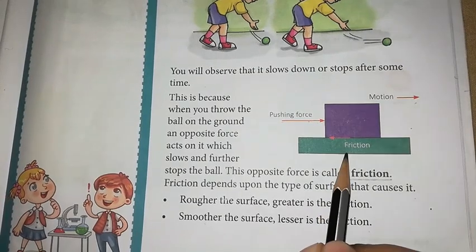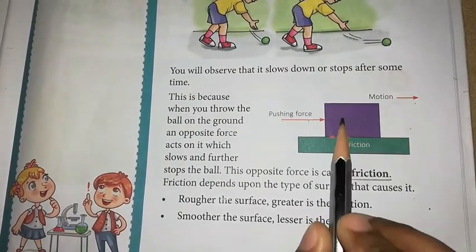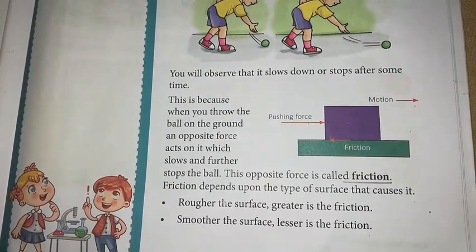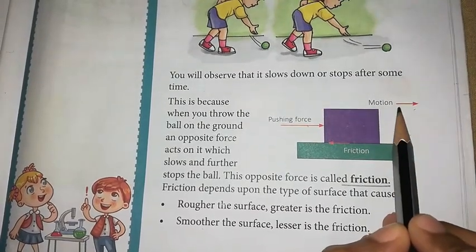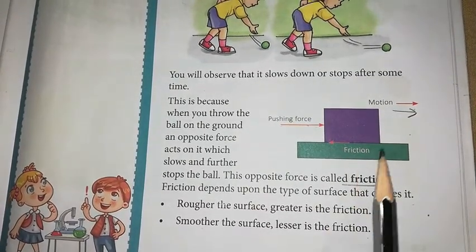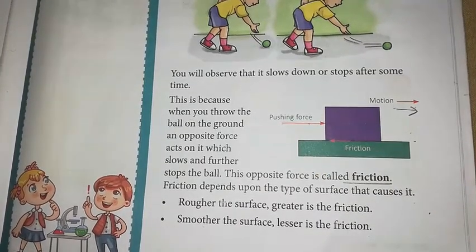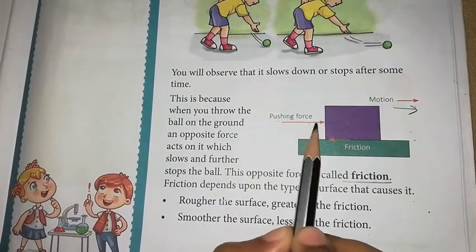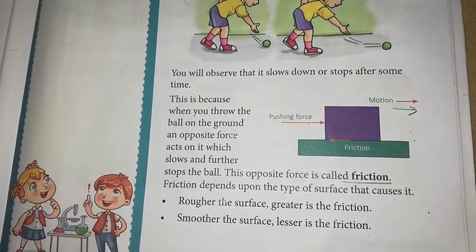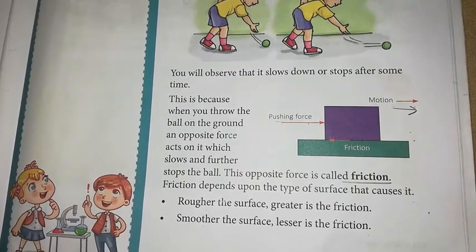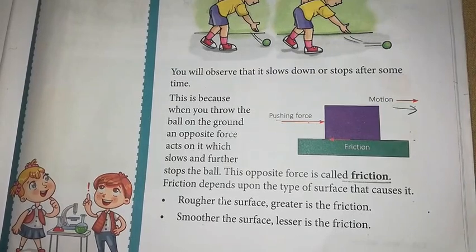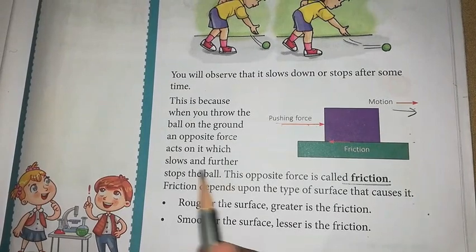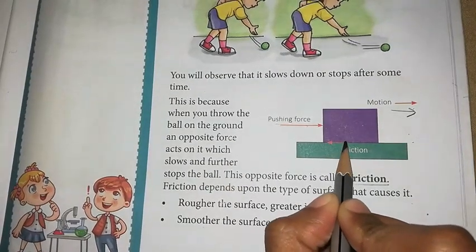Now all of you look at this picture. An object is moving over another object. Here this violet object is moving. It is shown that motion is in this direction, that is left to right. So the object moves from left to right due to a pushing force. We have already studied that friction is an opposite force. So in this case, friction acts in the opposite direction of motion. So friction acts from right to left, which means this direction.